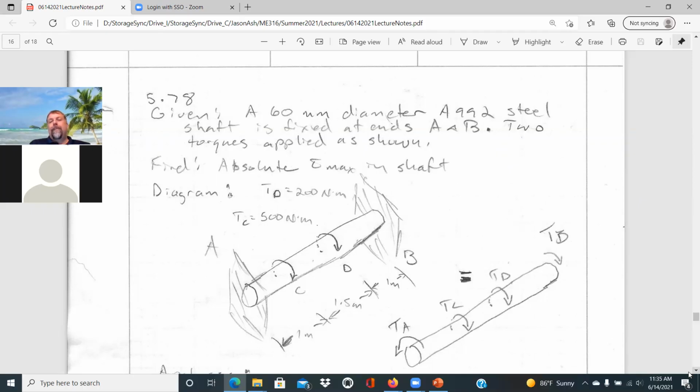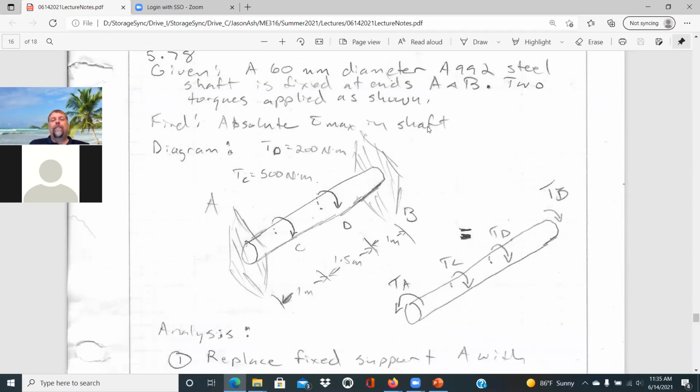And so looking at this example problem, say we're given a 60 millimeter diameter shaft, a 99.2 steel, and it's fixed at both ends, A and B. And then there's two torques applied, TC and TB, of 500 Newton meters and 200 Newton meters respectively. What we want to do is find the absolute tau max in the shaft.